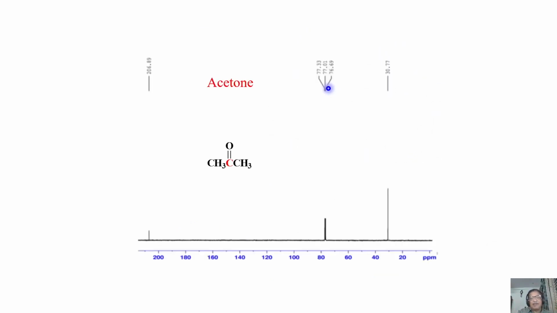Now let us start interpreting some of the simple carbon-13 spectra. Acetone, the solvent which we normally use. This is the molecule. How many peaks do you expect? CH3 carbon and CO carbon. There are only two carbons. One here, one here. Then what is this? The CDCl3 carbon coupled to deuterium, spin 1. It is 3 lines of equal intensity. You got this.